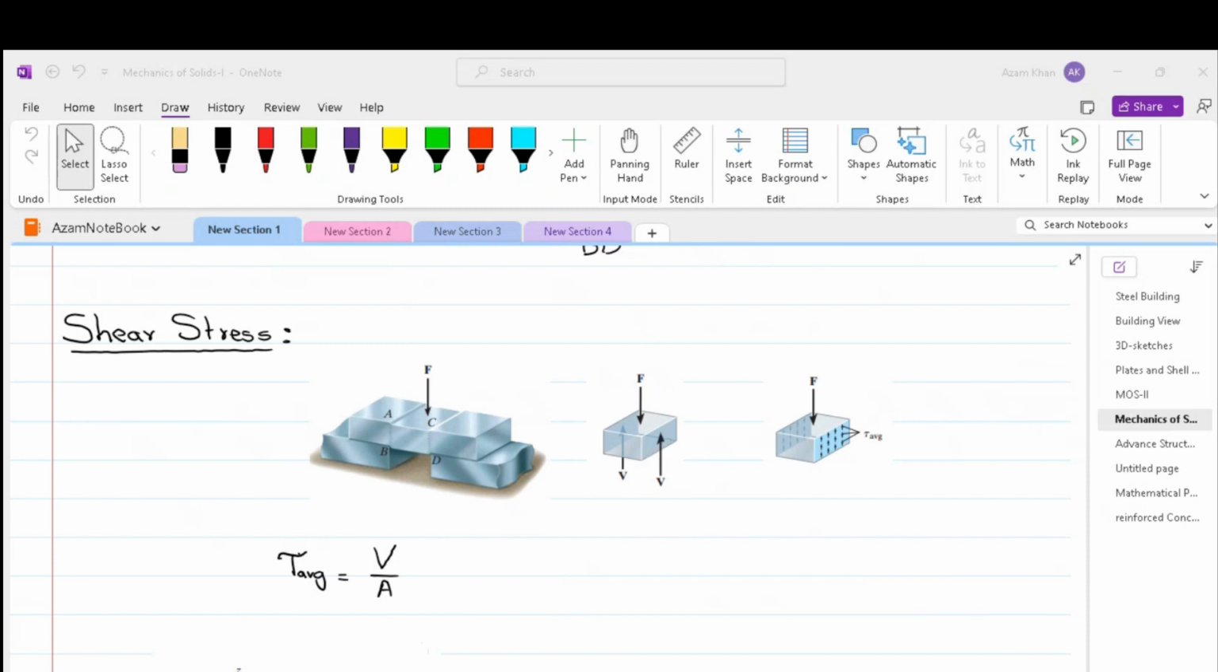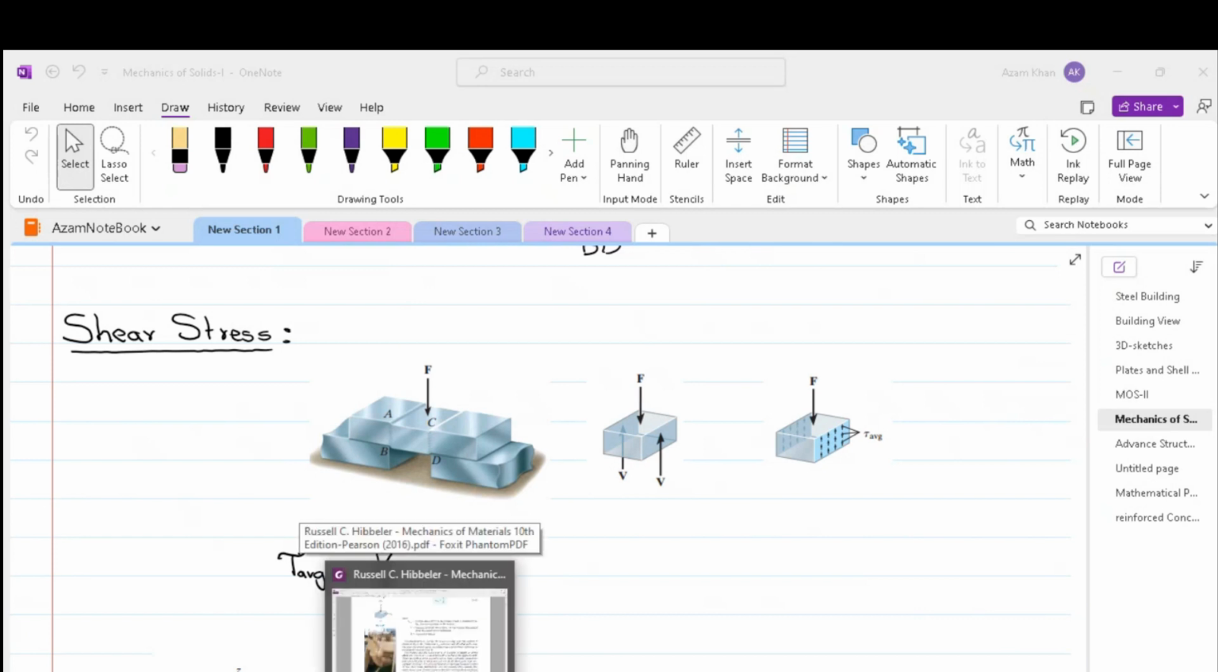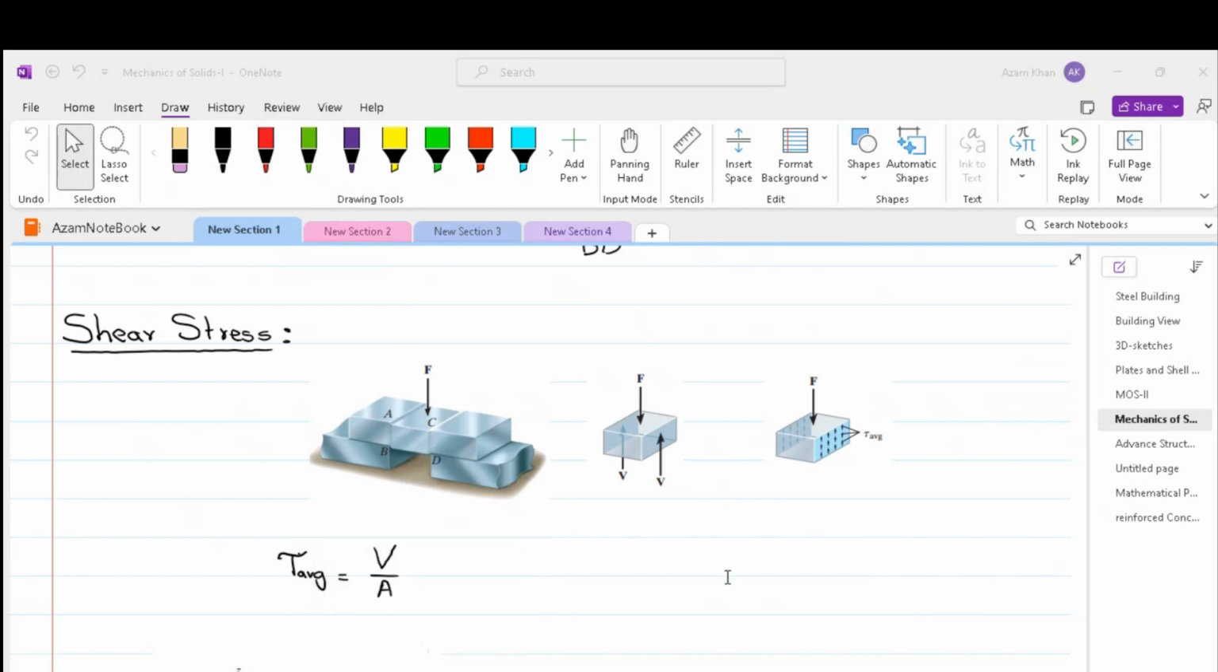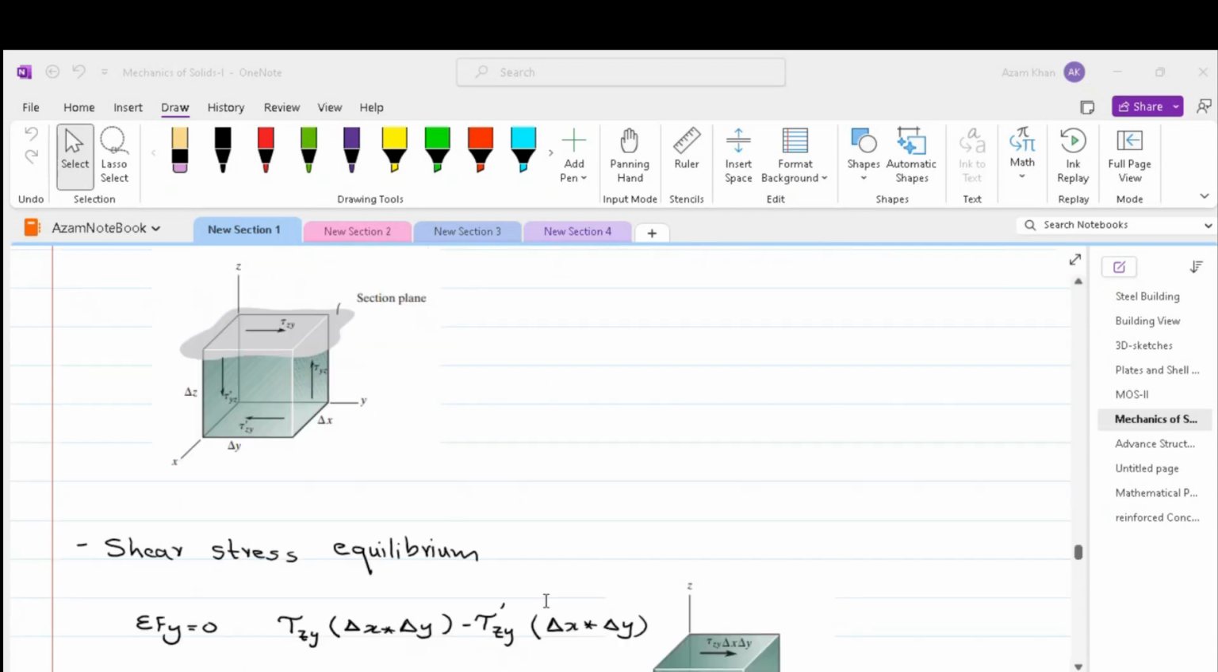The loading case which we have discussed over here is a perfect example of a simple or direct shear, since shear is caused by the direct action of the applied force F. Shear of this type occurs in many simple connections such as pins, welding materials, bolts, etc. Now let's discuss the shear stress equilibrium.